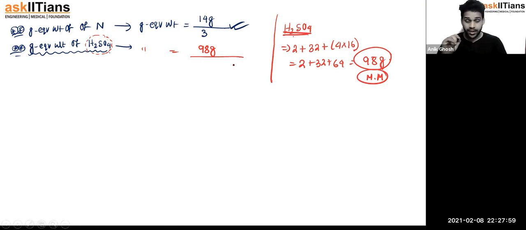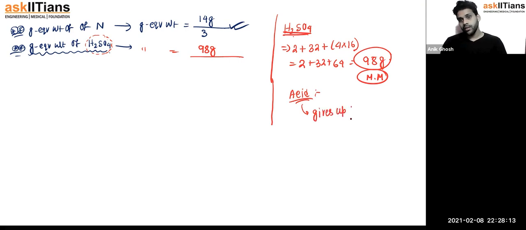For an acid, what do we call an acid? Which elements are called acid? Those which give up hydrogen, right? So for H2SO4, how many hydrogens can be given up by one H2SO4?